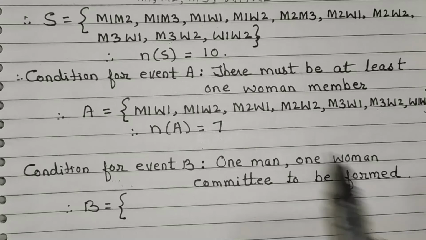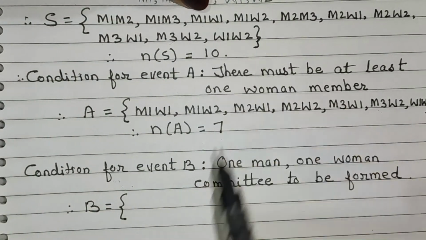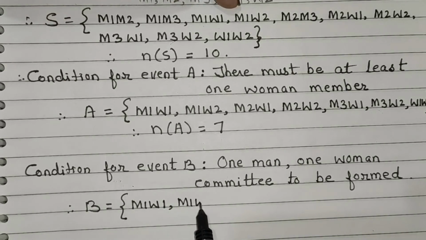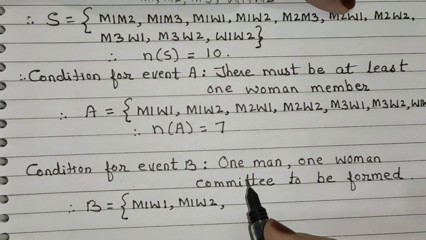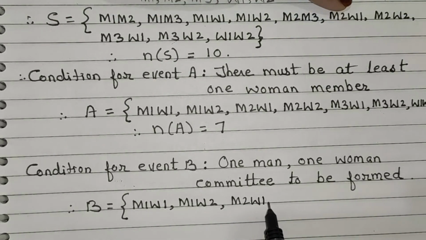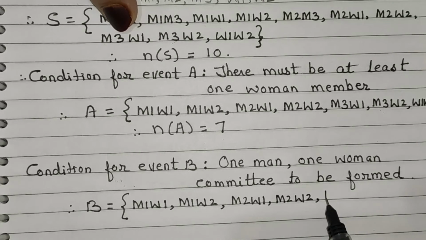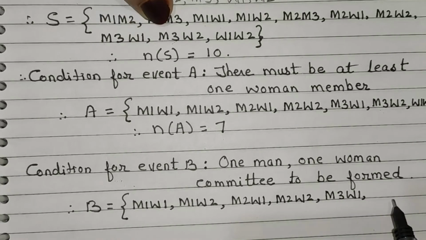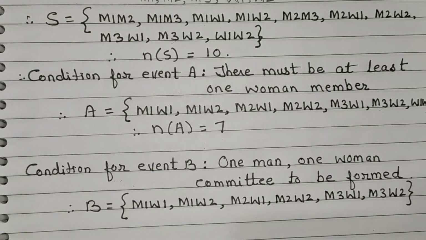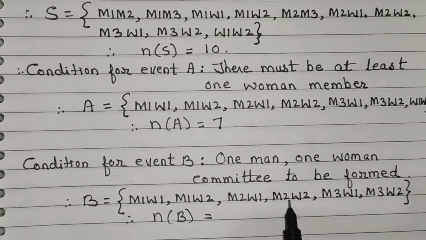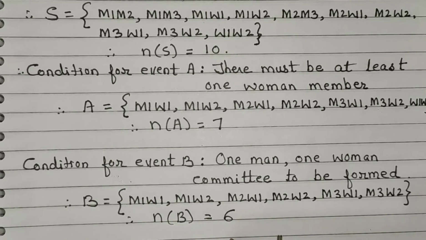Now look at the sample points. M1 W1, M1 W2, M2 W1, M2 W2, M3 W1 and M3 W2. One man and one woman. Now n of B is equal to 1, 2, 3, 4, 5, 6. Therefore, n of B is equal to 6.